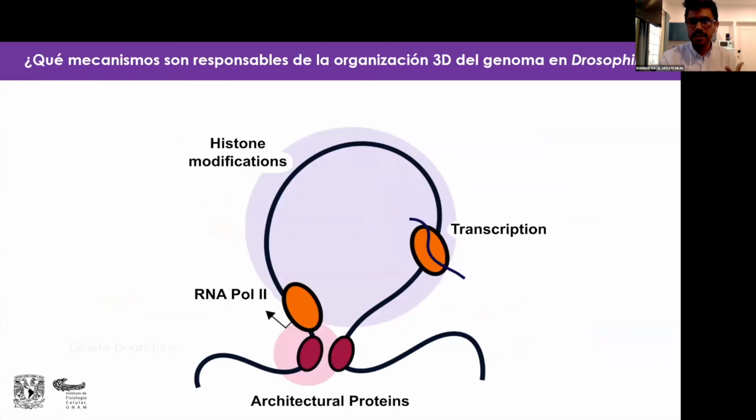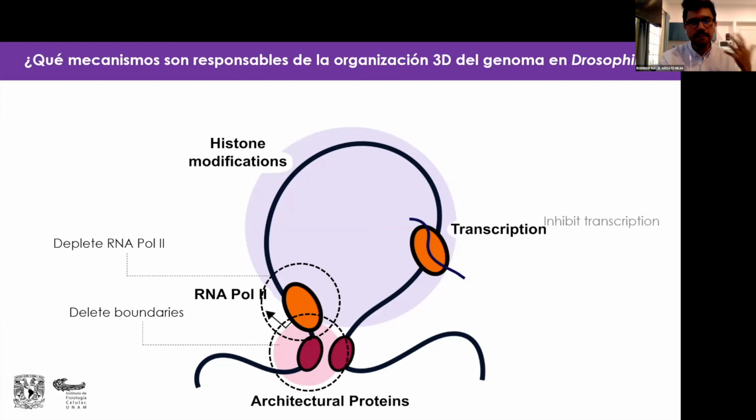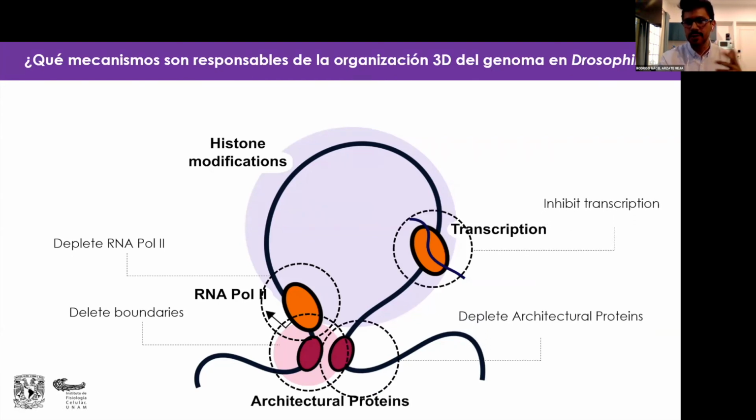In my project in particular, we reasoned that there are four ways in which you can address which of these different mechanisms are important for the control of gene expression in Drosophila. You can inhibit transcription, you can deplete DNA polymerase, you can deplete architectural proteins, but in those cases we can have confounding effects that cannot give us direct evidence of which of them are actually involved in the organization of the genome. So we decided to take a more direct approach and to delete boundaries.